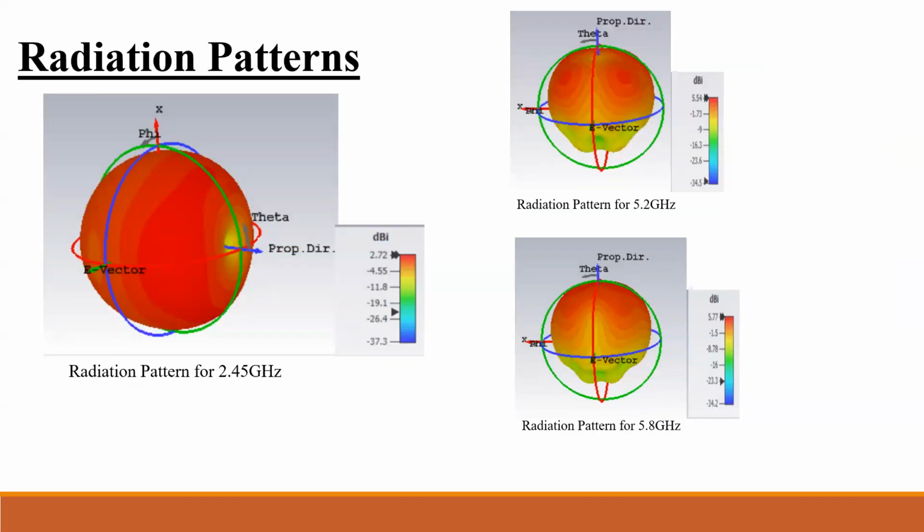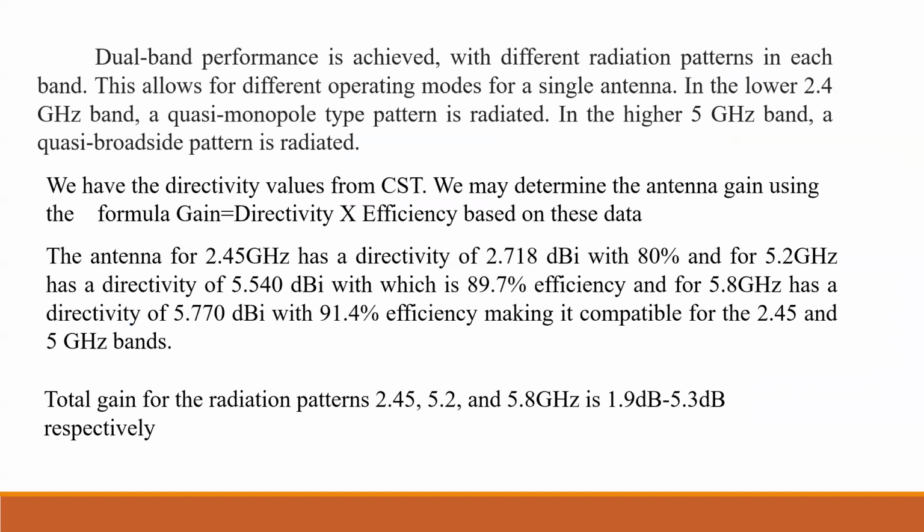Radiation patterns. This is the radiation pattern for 2.45 gigahertz, 5.2, and 5.8. As we discussed earlier, the topic is the design of dual band, that means operating at multiple frequencies like 2.45 gigahertz, 5.2, and 5.8 gigahertz. So dual band performance is achieved with different radiation patterns in each band. This allows for different operating modes for a single antenna. In the lower 2.4 gigahertz band, a quasi-monopole type pattern is radiated.